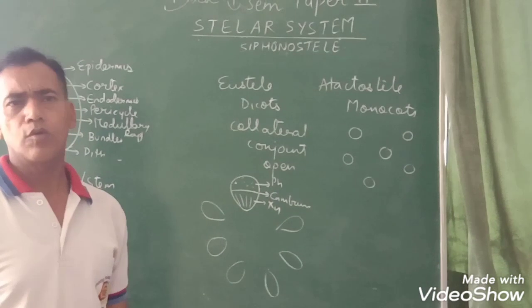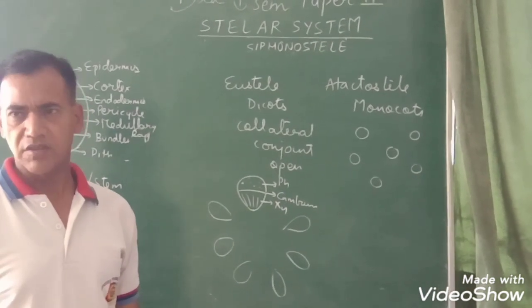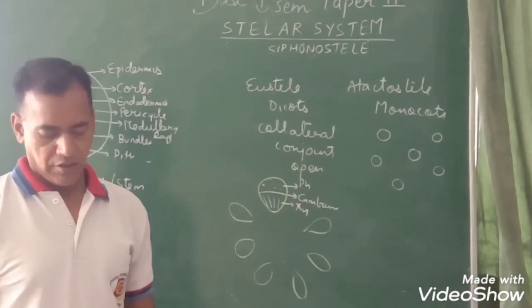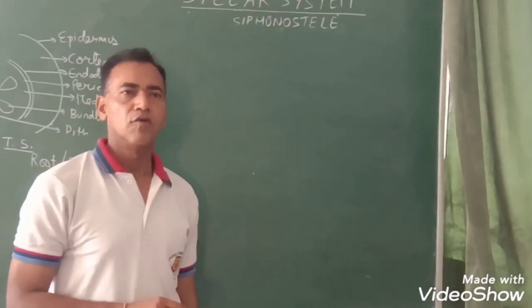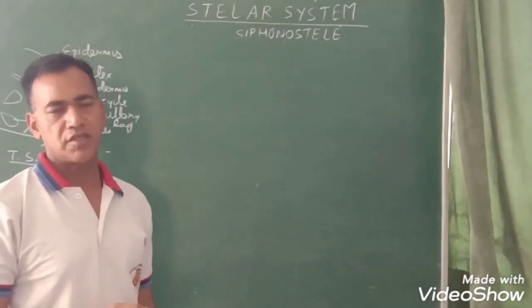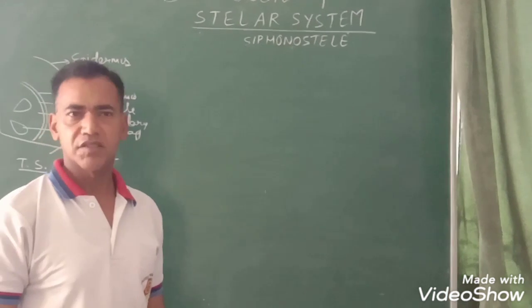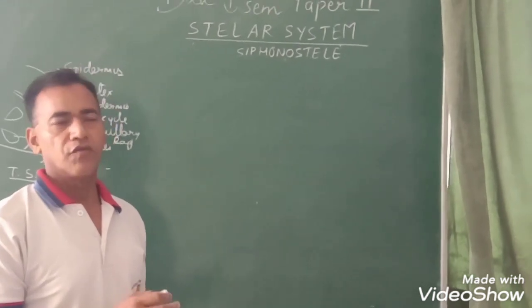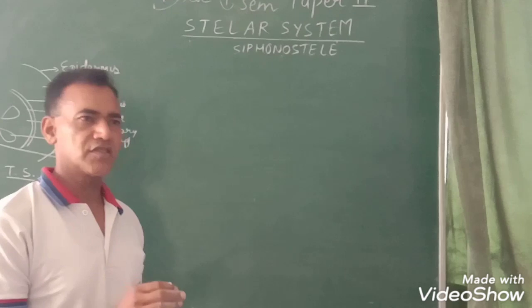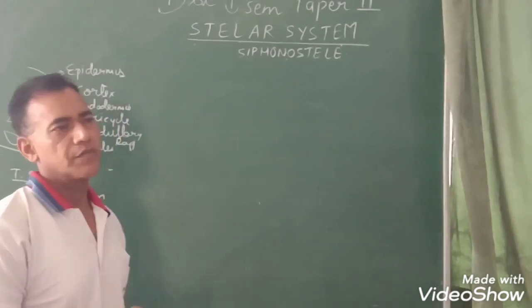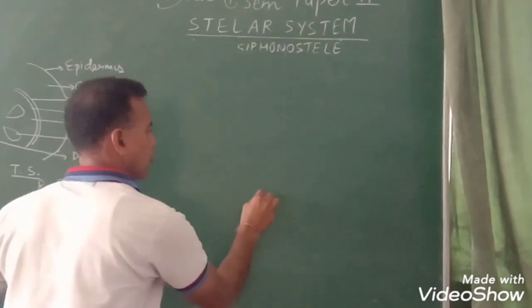Now this was all about the different types of steles. Friends, now coming to the last aspect of this stelar system, we will now deal with the association of these different steles phylogenetically. We will start with protostele.